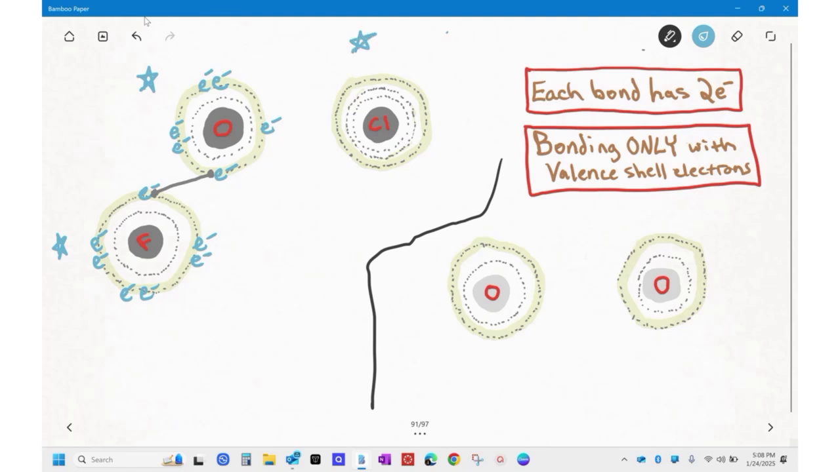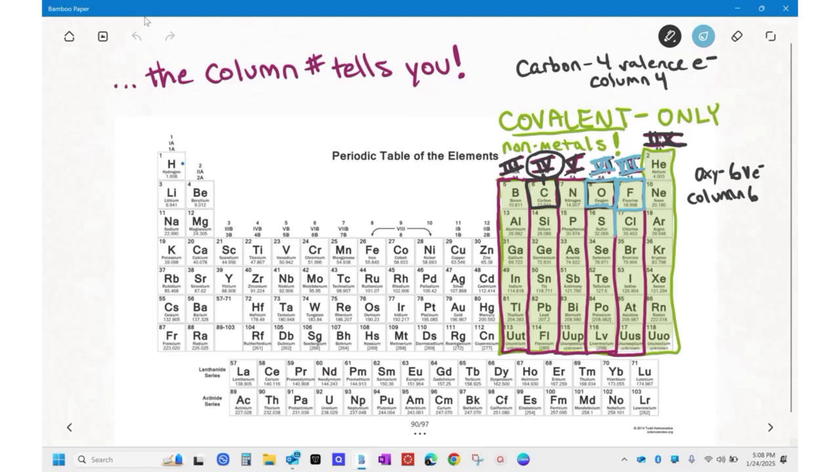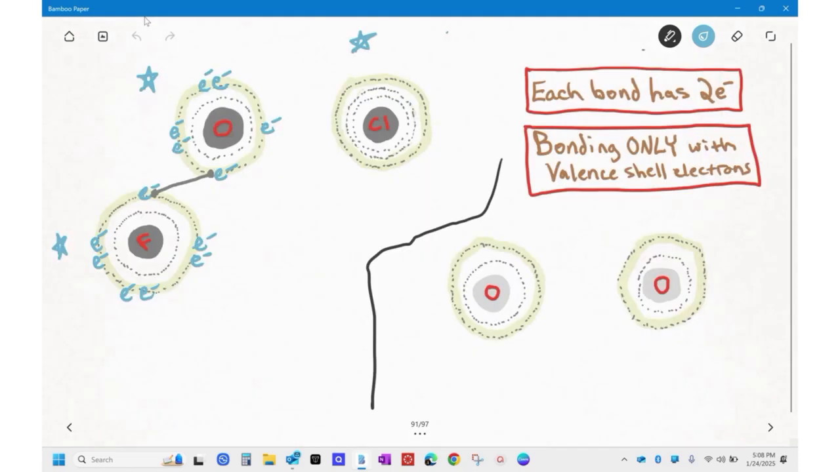How many electrons does chlorine have in its valence shell? Well, let's go back to the periodic table and find chlorine. Chlorine is just right underneath fluorine, so it's in that same column of number 7, group A7, the same column as fluorine. So we know it's going to have the same number of valence electrons that fluorine did, which is 7. So let's draw them up here. 1, 2, 3, 4, 5, 6, 7.